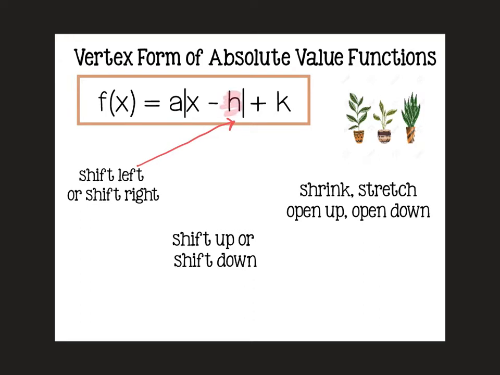We figured out that a would either make it skinnier or wider, which would be shrink or stretch. We also figured out that based on if it's positive or negative, our graph would either open up or open down. And then lastly, this k out here told us to either shift up or shift down.